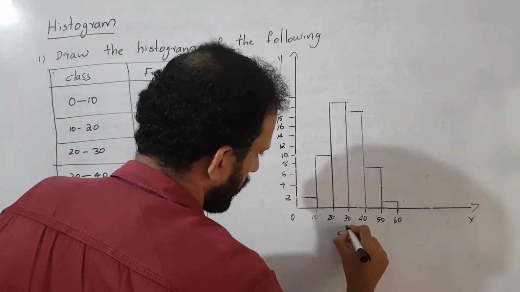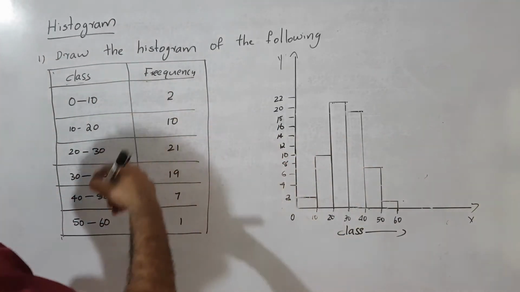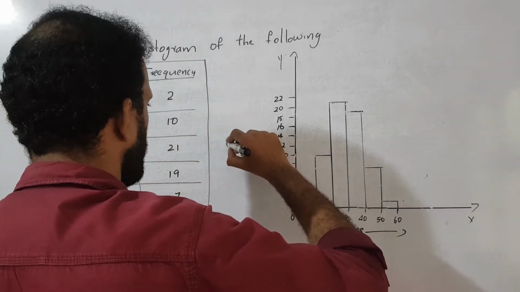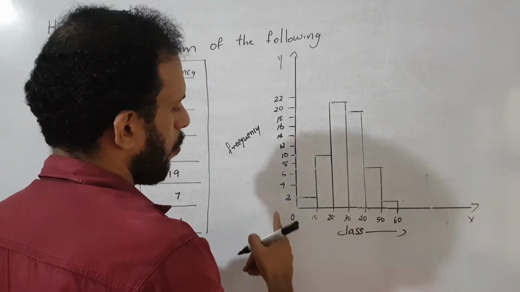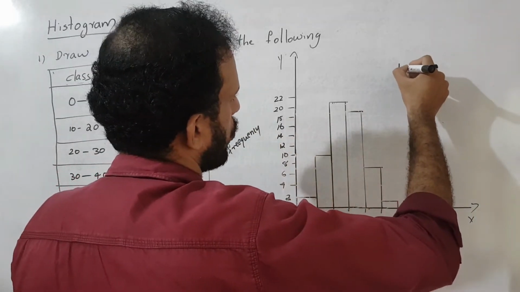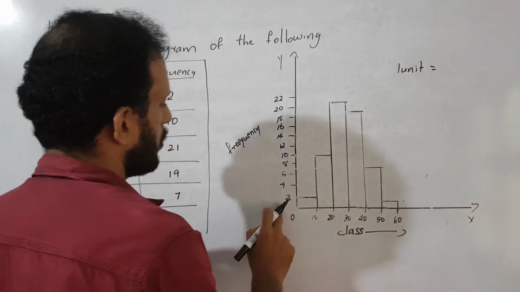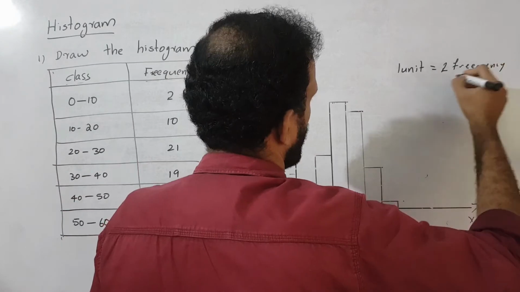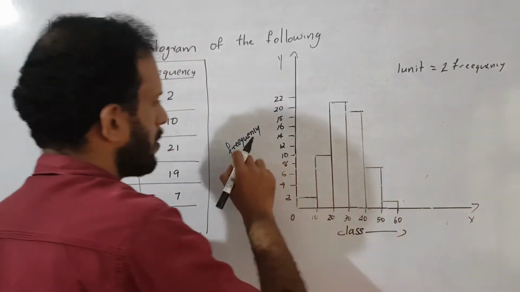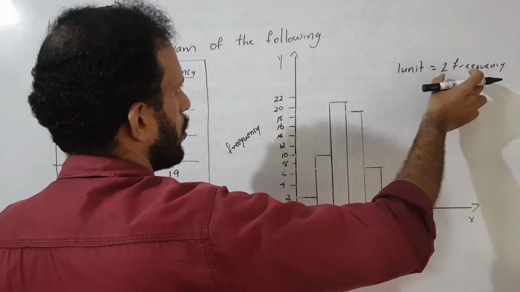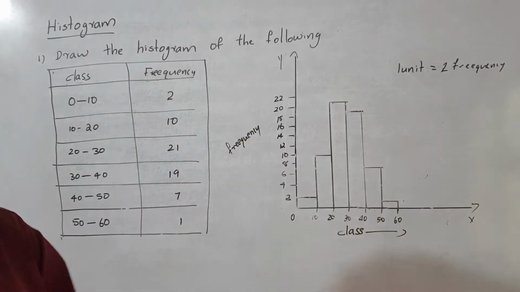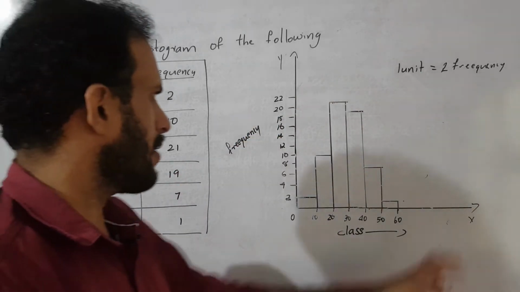Okay. Then here is class. This one is frequency. So what is given here, that we write here. Okay. Then frequency. And after that you must write what the unit is. 1 unit is equal to, here this is frequency. Correct. So 2 frequency is a number of students, you write 1 unit is equal to 2 number of students, 2 students. Okay, 2 students. If it is persons, 2 persons, like that. Don't forget to write this.